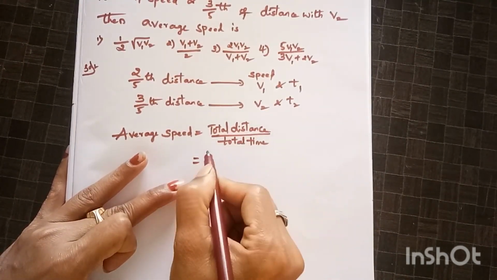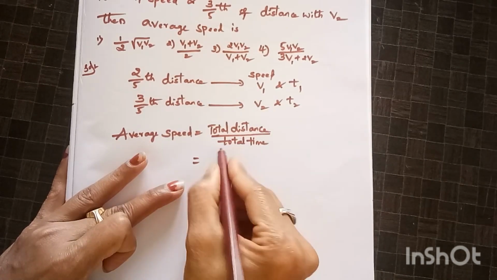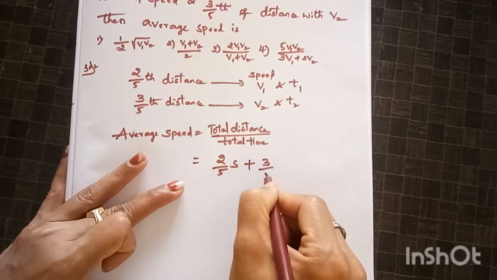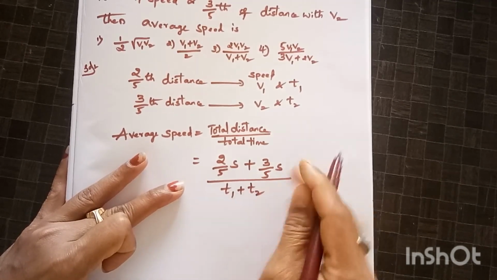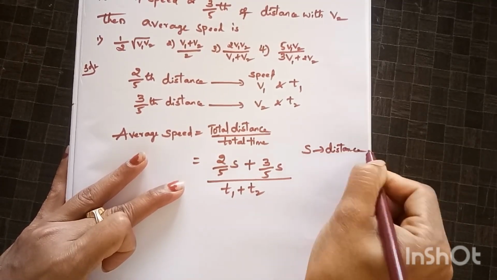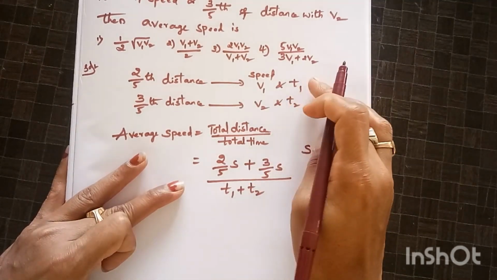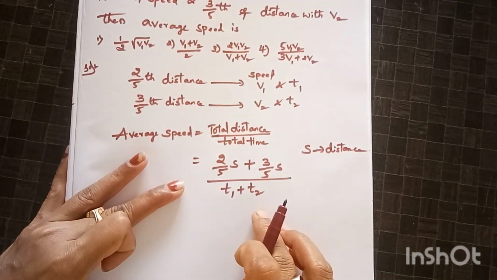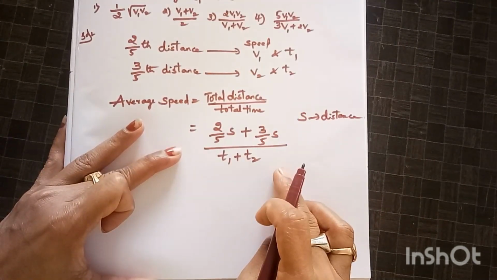So total distance: how many distances have they given? 2 distances, that is 2/5 distance and 3/5 distance. So (2/5 s plus 3/5 s) by total time, which is t1 plus t2. Here s is the distance, that is 2/5 of the distance and 3/5 of the distance. They did not give the time values, so we are considering them as t1 and t2. But we need the answer in terms of v1 and v2, so convert these t1 and t2 terms in the form of v1 and v2.